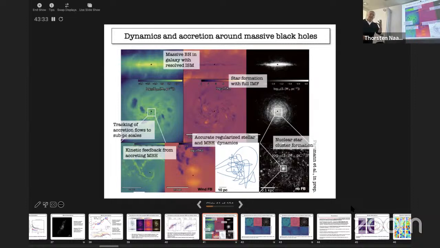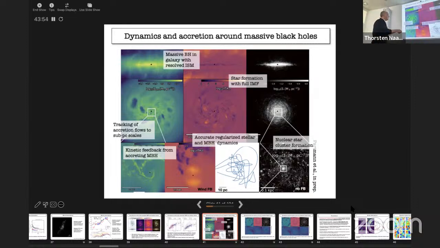Okay, so why do we do this? We want to get an idea. There are a few interesting things that can happen here. Tidal disruption events is one. Stellar mergers is another one. Black hole mergers, intermediate mass ratio inspirals, and so on.